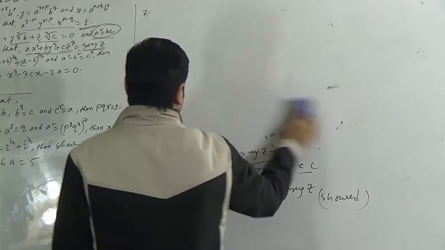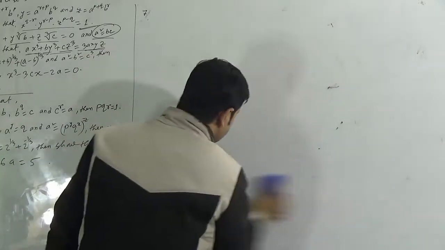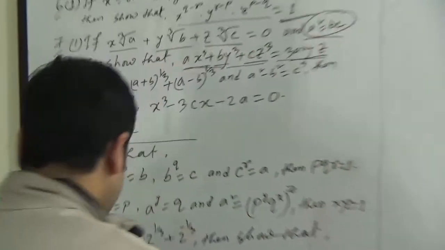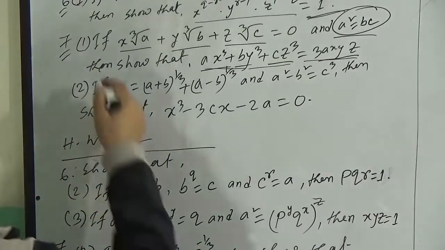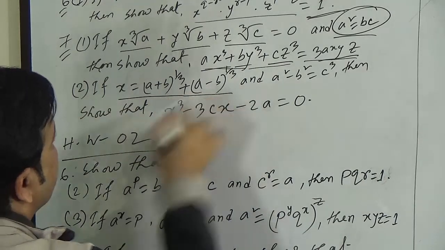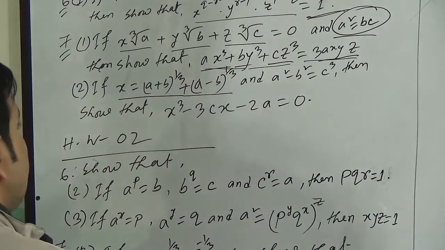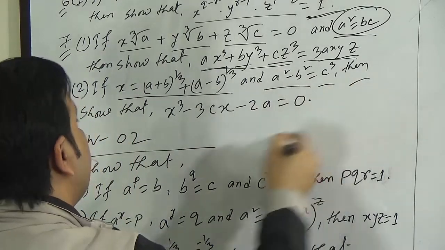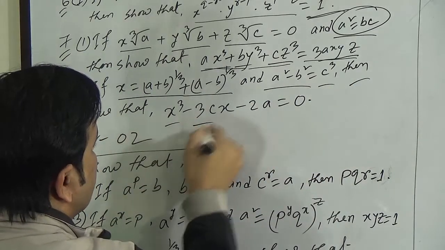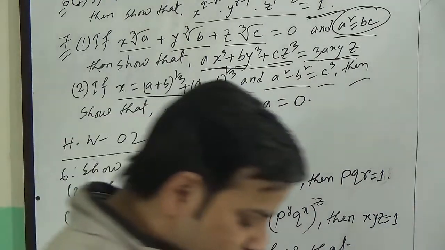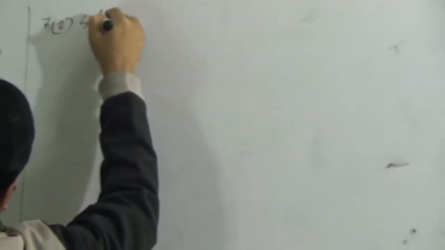What is question 7.2? Question 7.2 is here: if x equals (a plus b) whole to the power 1 by 3 plus (a minus b) whole to the power 1 by 3, and a square minus b square equals c cube, then show that x cube minus 3cx minus 2a equals 0. As we need to show this, we can write here 7.2 solution.